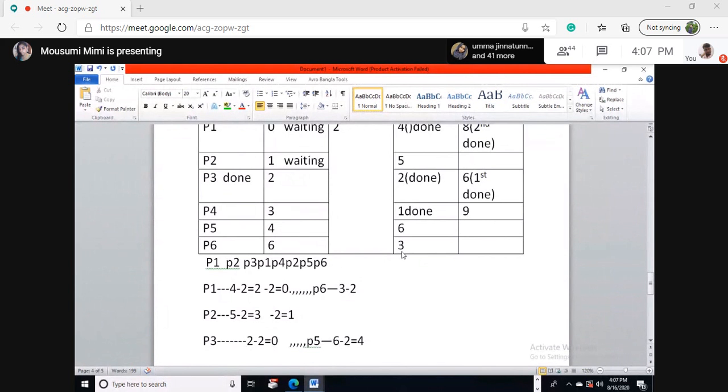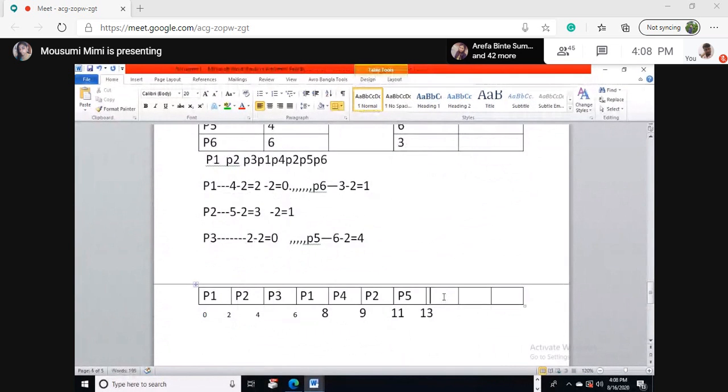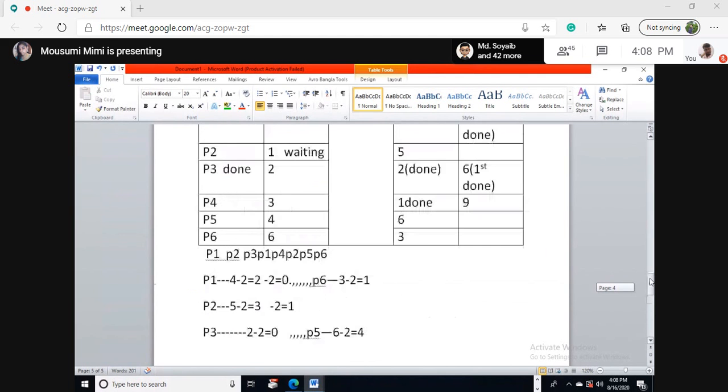Okay, guys. So then I take process 6. The burst time of process 6 is 3, the time quantum is 2. So 3 minus 2 is 1. When I go for process 6, 13 plus 2 equals 15.